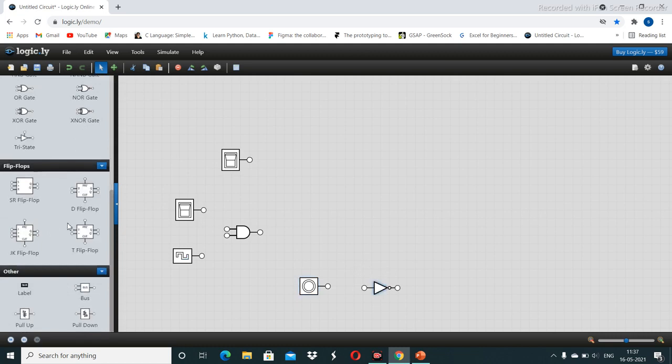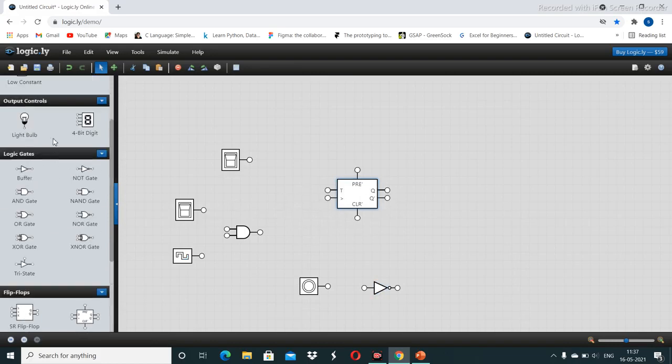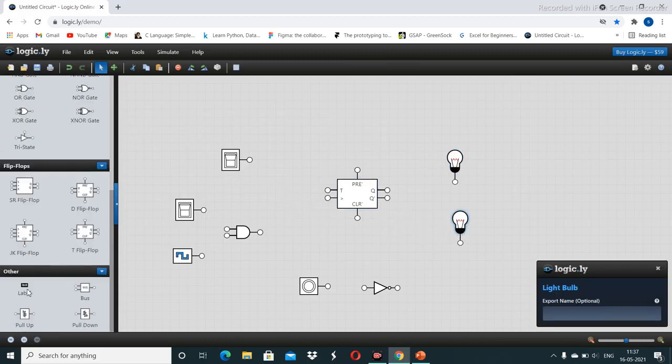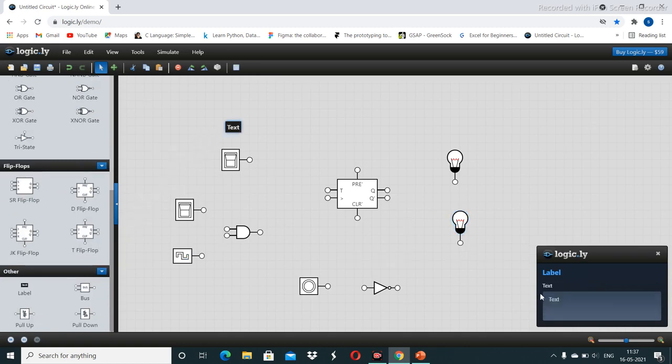And now we are going to explain a T flip-flop. So we need a T flip-flop here, and we need two output controls here. By using a label box, just label the input. The first input is T and the second input is E, and the first output is Q and the second output is Q dash.